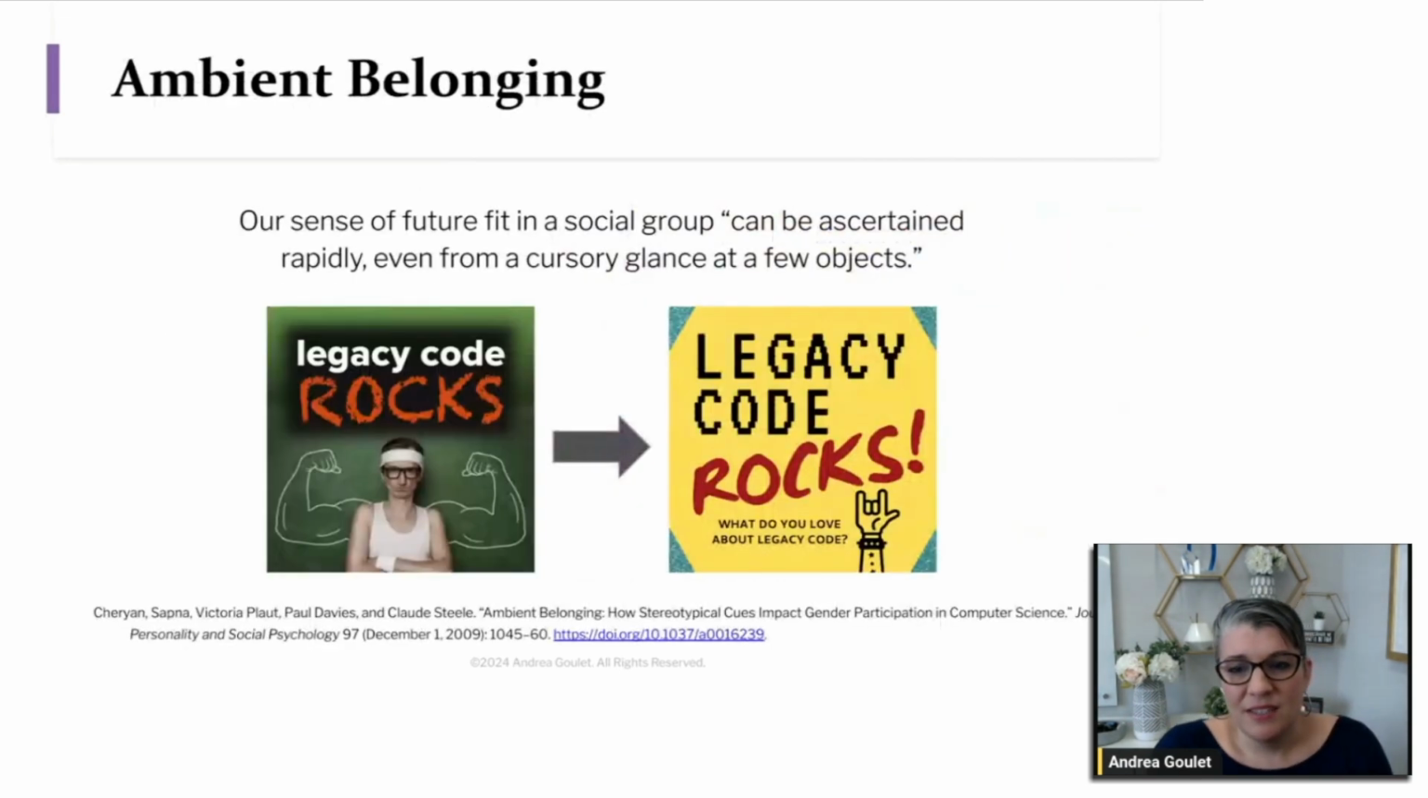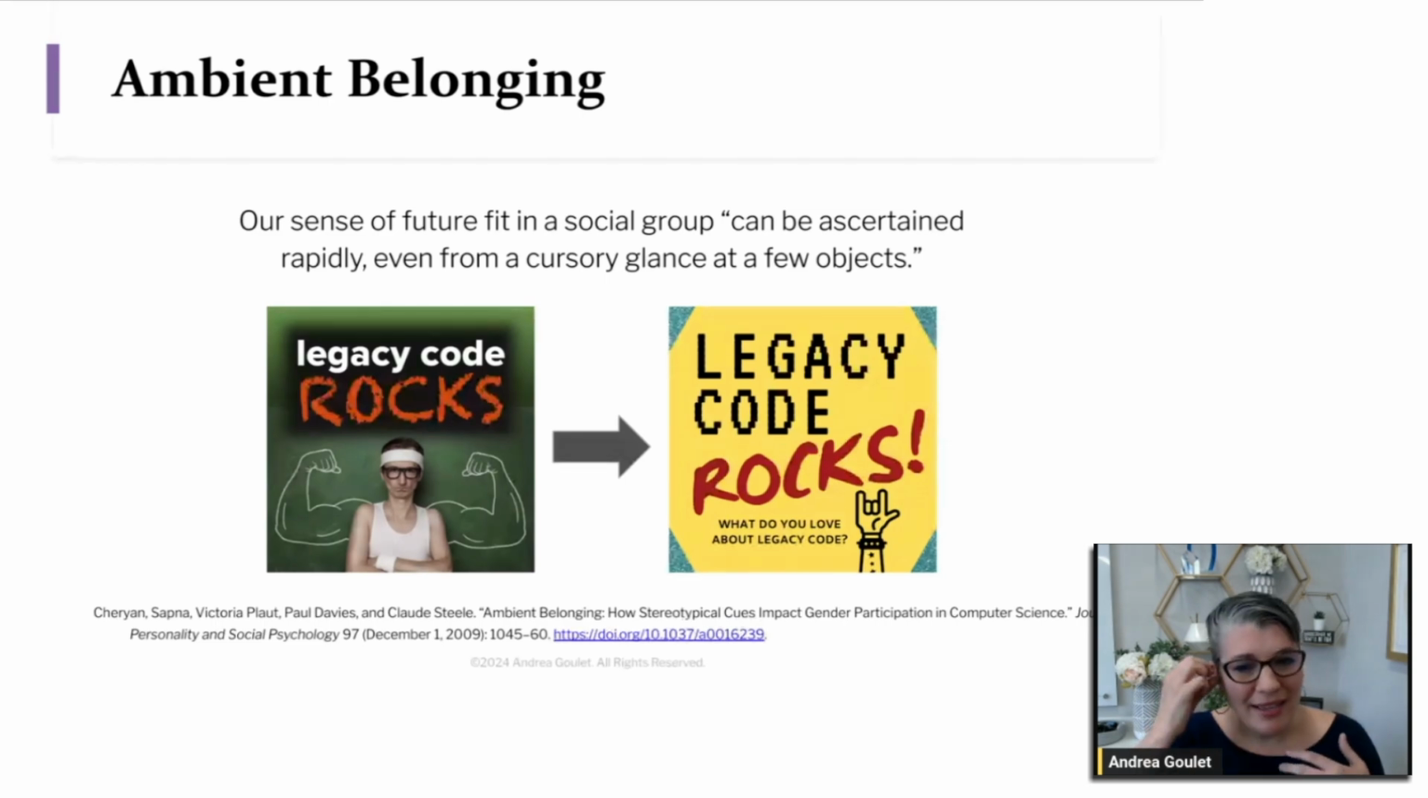And then the final thing is called ambient belonging. I came across this in the research around empathy. The paper is How Stereotypical Cues Impact Gender Participation in Computer Science. So they noticed that women just flat out weren't enrolling in computer science. And so what they did was they had a control where they had the traditional setup, and there were Star Wars posters and just a lot of signals of nerd culture. And that is an example of, hey, you belong here, right? You feel like an outsider everywhere else, but you're going to be welcome here.